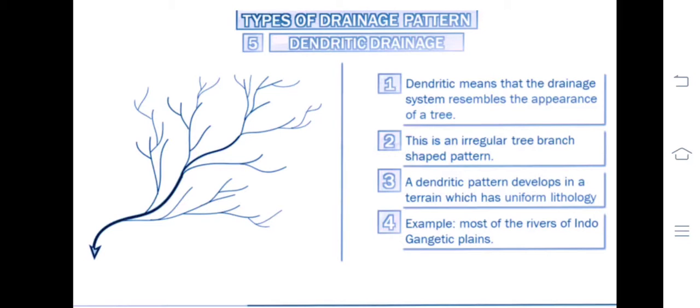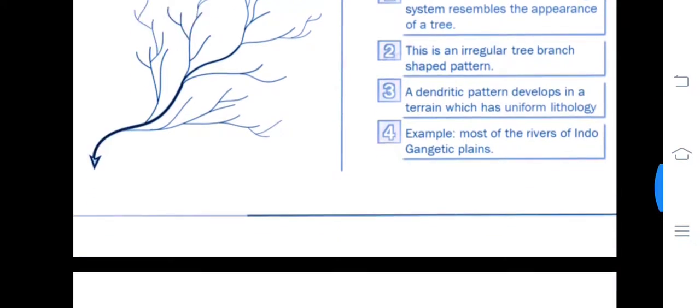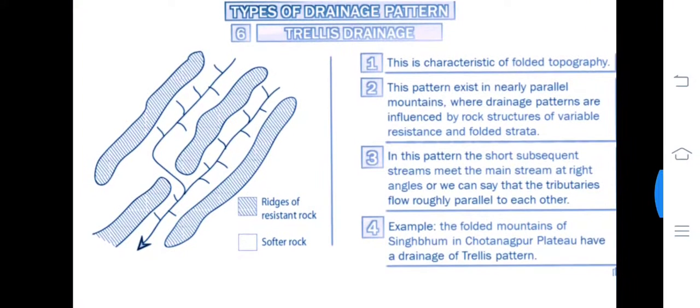So it will create such a pattern. You have seen the Brahmaputra river system, dendritic. Most of the rivers of the Indo-Gangetic plains follow the dendritic pattern. It resembles the structure of the branches of a tree. Now the trellis drainage system, very different.